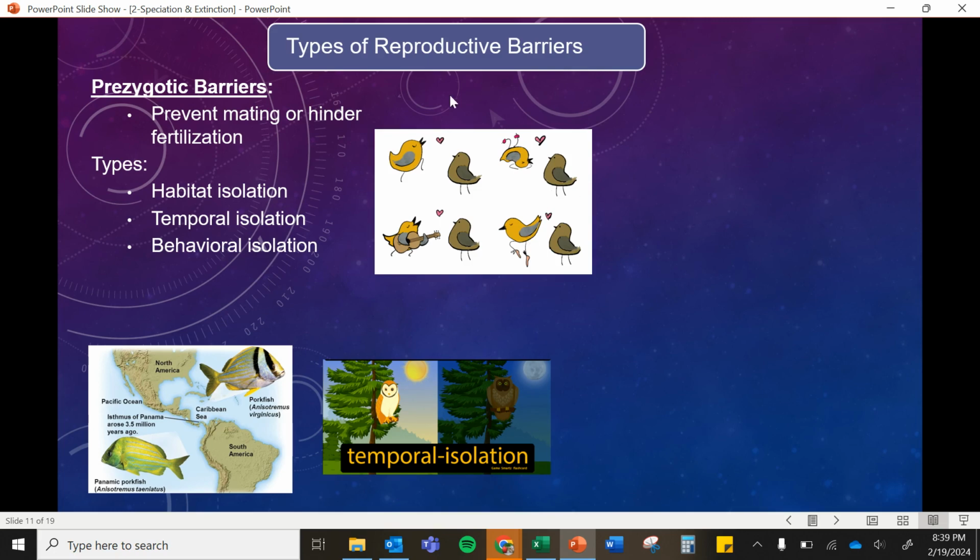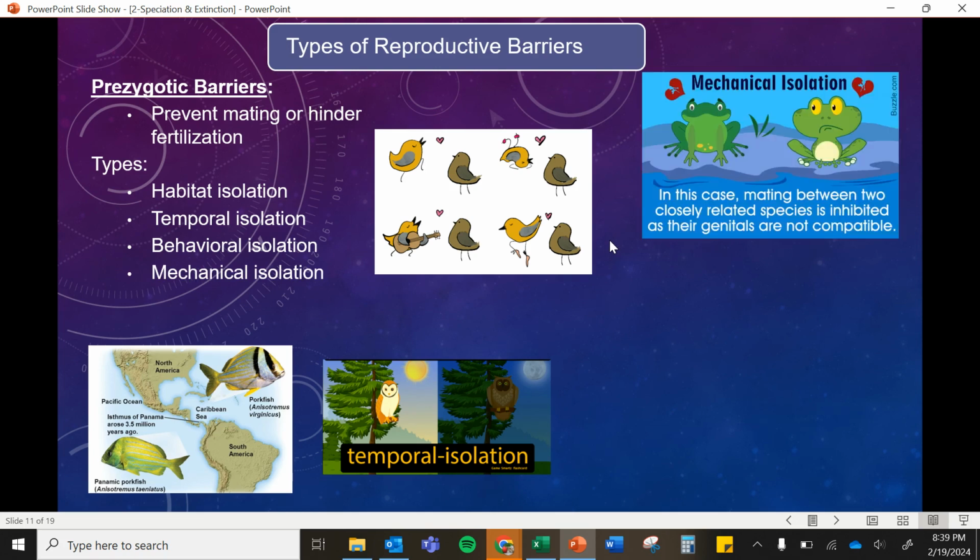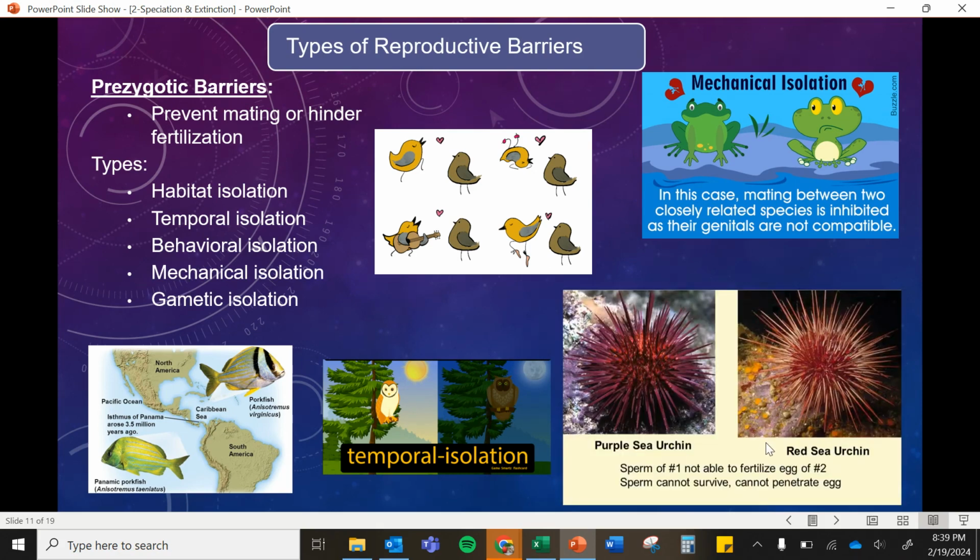Behavioral isolation is usually in the form of some sort of mating ritual where the behavior of the organisms prevents them from mating, even if they're in the same location. Then mechanical isolation is basically where organisms are unable to mate because their parts don't fit. And then we have gametic isolation, where, similar to mechanical isolation, the gametes are unable to combine. In this case, we have the sperm and egg of sea urchins. In different species of sea urchin, the sperm cannot penetrate the egg, so therefore it's going to be separated with that prezygotic barrier.